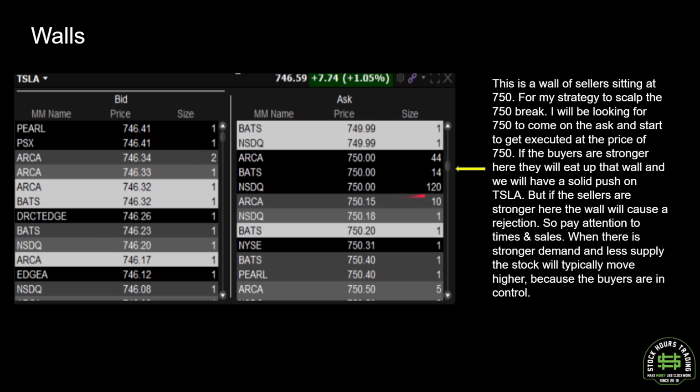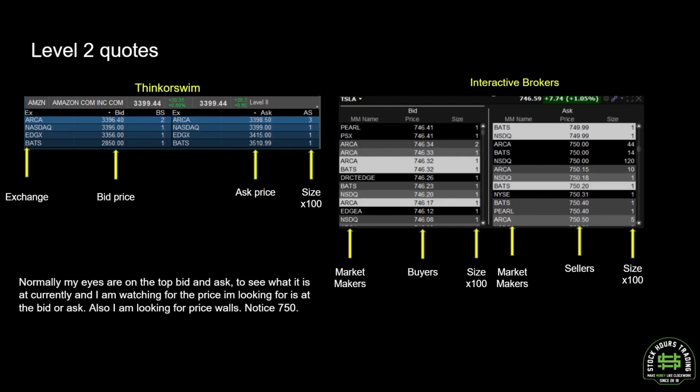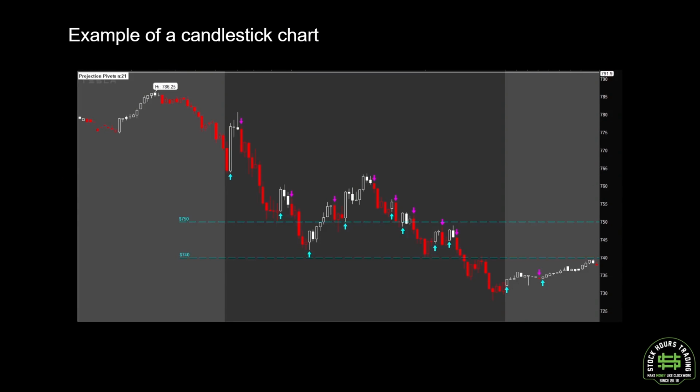Yeah, you're using level 2 and times and sales to identify who's in control of the trade. Are the sellers stronger, or are the buyers stronger? And then you can see when we go back to our candlestick chart here, to play the 740 break, you can see we tested it right here. I would have looked for 740 right on the bid on level 2. Preferably I would like to have seen a wall, watch the wall get taken out, and then you can see we push down $10 right after that.